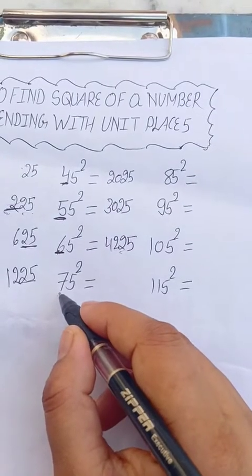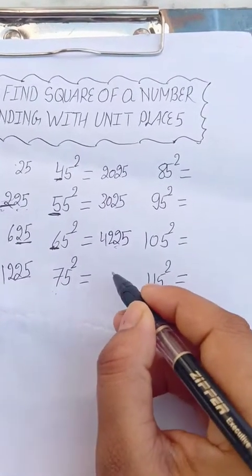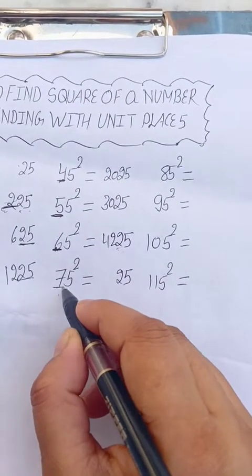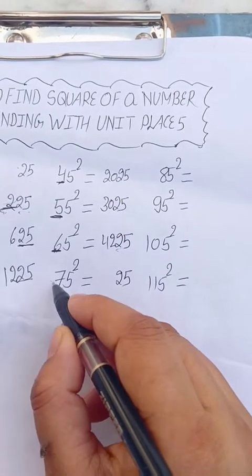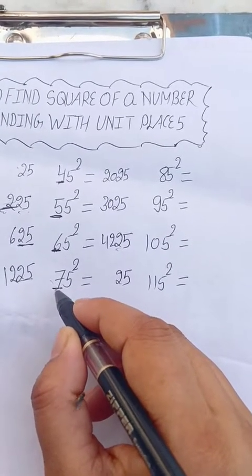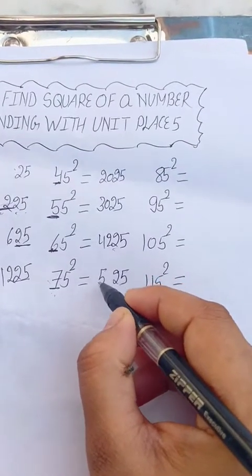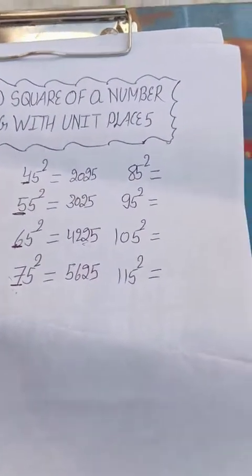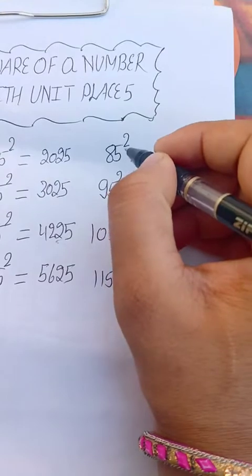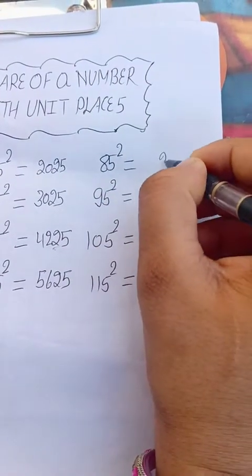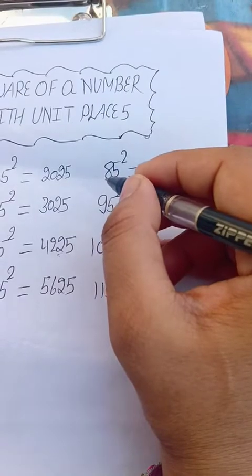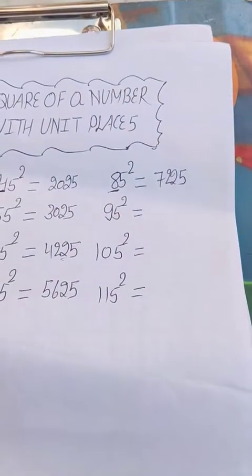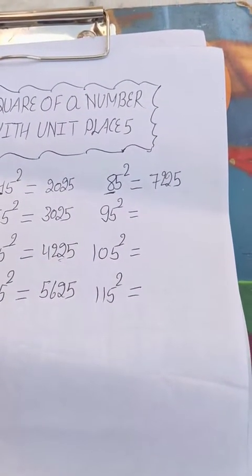Okay, now next we will find the square of 75. For the square of 75, the last two digits will be 25, and the successor of 7 is 8. 7 eights are the product of 7 with its successor. So 7 eights are 56. So the square of 75 will be 5625. Similarly here we will find 85 square. In 85 square the last two digits will be 25, and the successor of 8 is 9, and 8 nines are 72. So 7225 will be the square of 85.